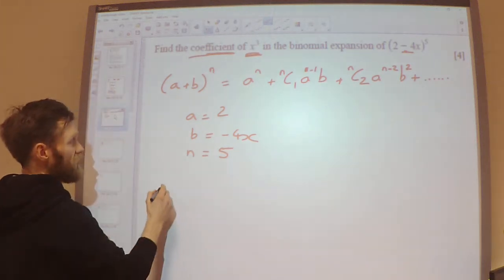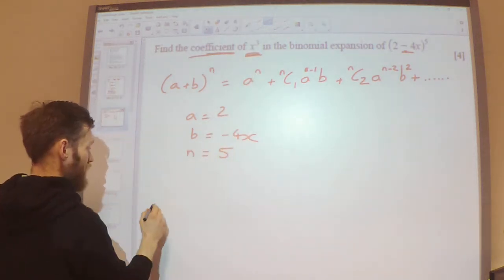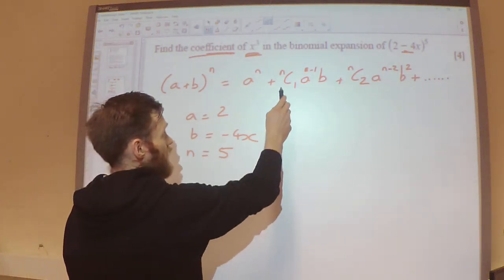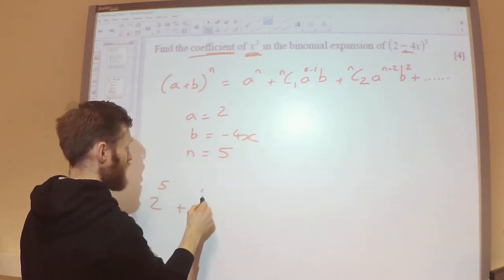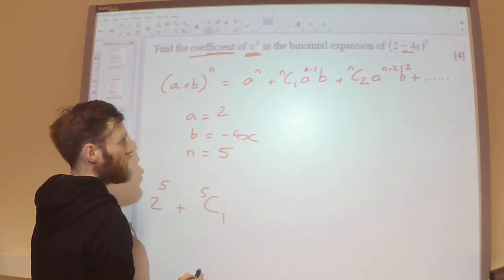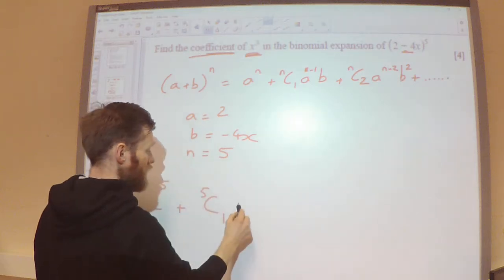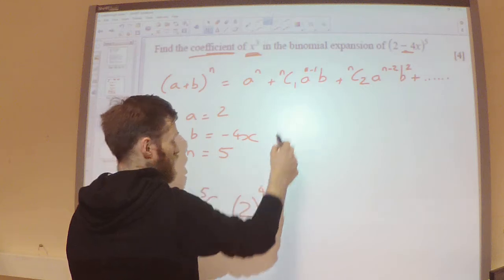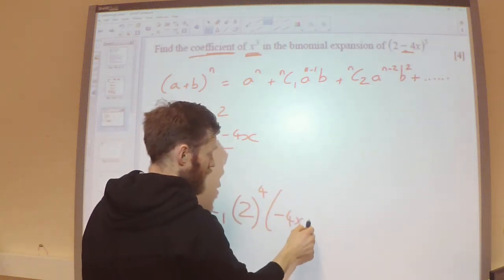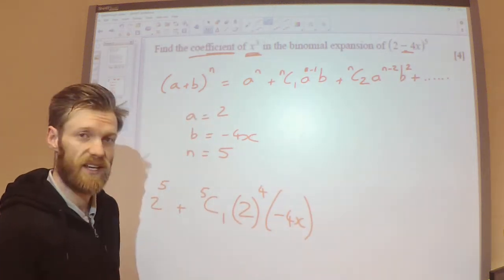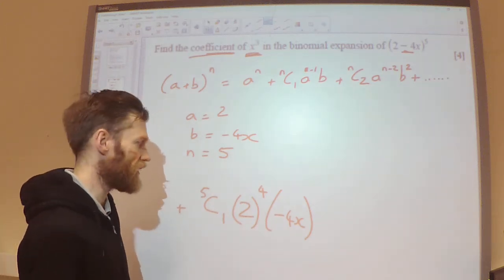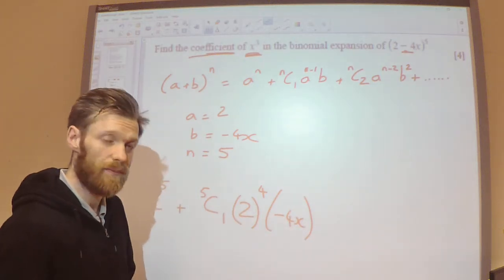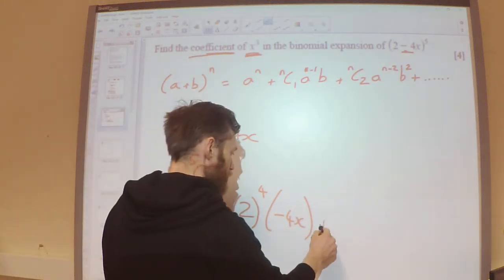Okay, so the first term is going to be 2 to the power 5. The second term, nC1, so that's 5C1, 2 to the power 4, (minus 4x). Notice I'm using brackets around these terms because otherwise it can get quite confusing, especially with the minus, and especially when we start having powers as well. So make sure you use brackets around each term.